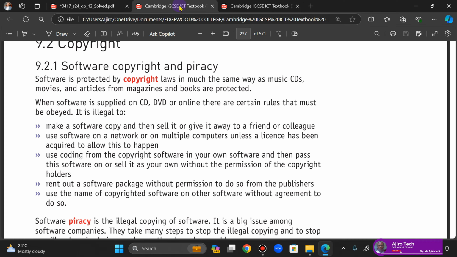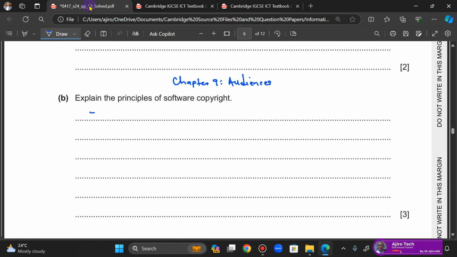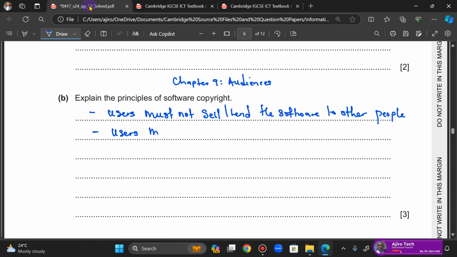User must not lend. So users must not sell or lend the software to other people. That's the principle. Go and get them. Okay. User must not plagiarize the software. Very important. Must not modify the software.